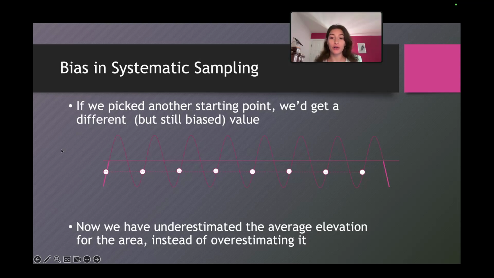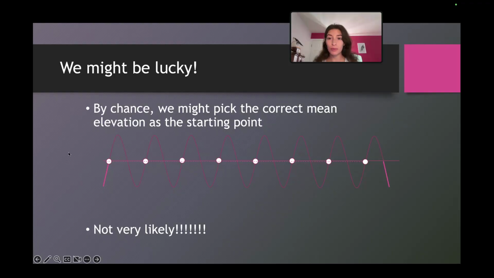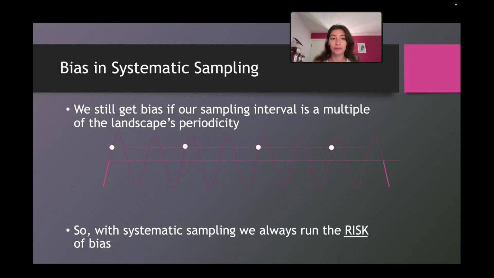If we wanted to pick a different starting point, we'd get a different but still biased value. So now, instead of overestimating like we did in our last example, we are underestimating what the average elevation for the area is. But maybe we get lucky with our systematic sampling. Perchance, we might choose that correct mean elevation as the starting point. In a thought experiment like this, it's pretty easy to see where that sampling point should be, but it's not very likely in the real world that we choose the right first choice. We'll still get a bias if our sampling interval is a multiple of the landscape's periodicity.